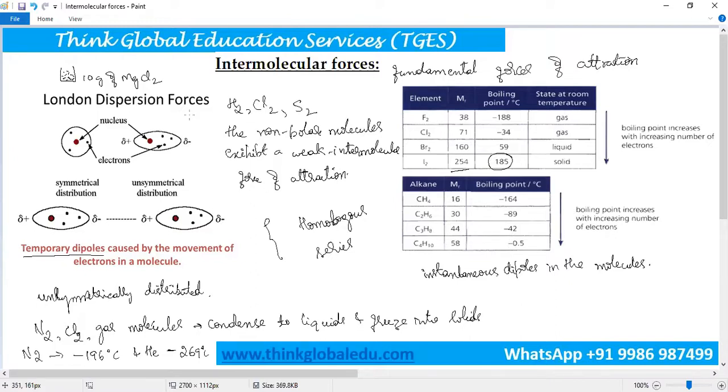Thus, London dispersion force is a weak intermolecular force that holds the atoms in a molecule, the nonpolar molecules, together and makes it more stable.